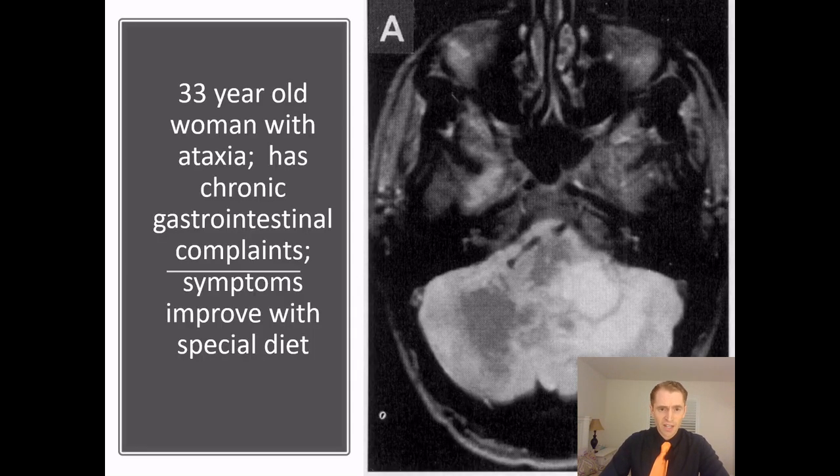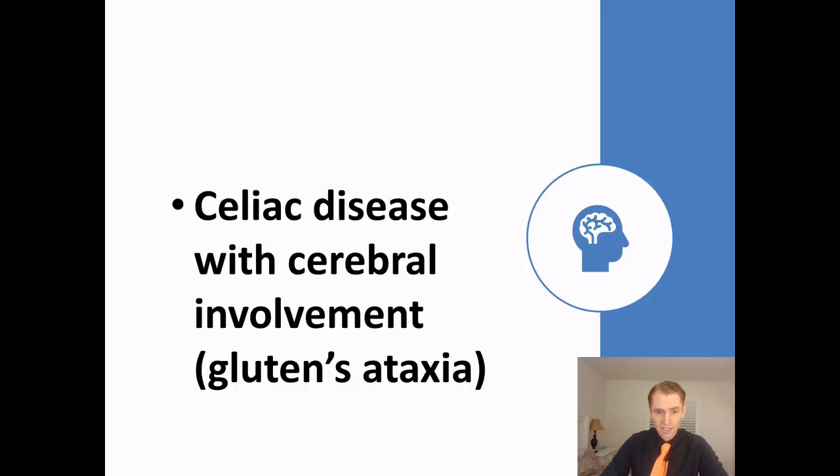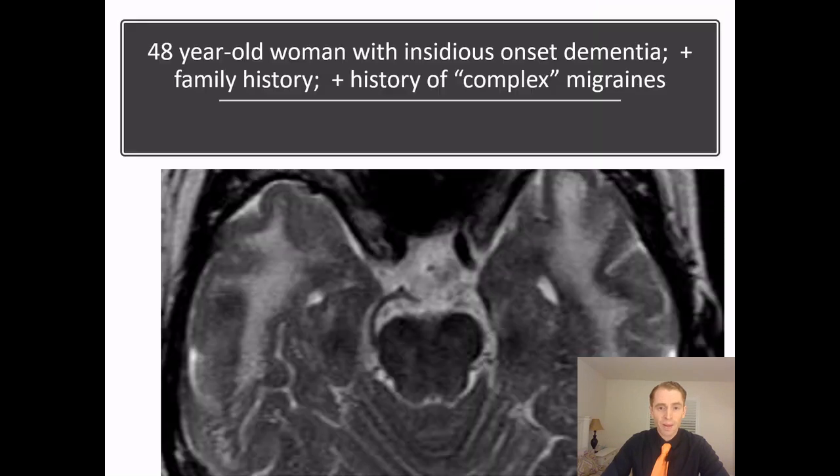This is another case, a 33-year-old woman who had clumsiness of movements, ataxia. She also had chronic gastrointestinal complaints, but her symptoms improved after a special diet. If you look at the MRI to the right, you can see abnormalities in the brainstem and cerebellum consistent with this disease, which is celiac disease, which rarely involves the cerebrum, in this case called gluten ataxia, and it is treated with a gluten-free diet.